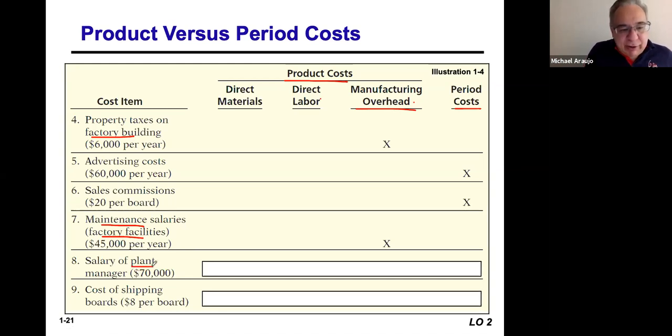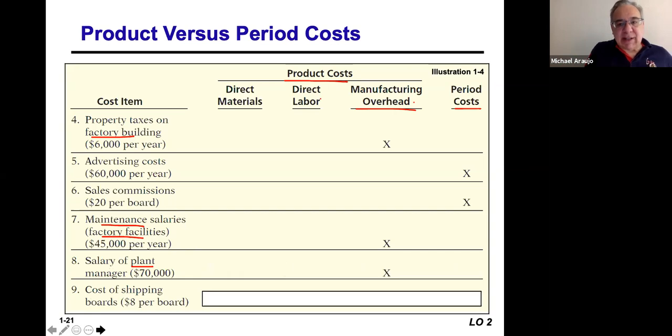The plant manager's salary, well, this again is, the plant is the factory. Okay, the word plant and factory is the same in accounting. And so in this case, this is also part of manufacturing overhead. The plant manager is not direct labor because this particular person isn't directly making the product, but rather supervising the entire factory. So that's why it's manufacturing overhead.